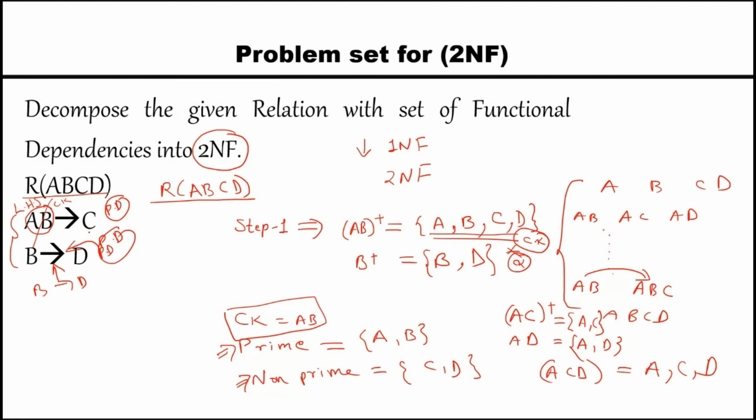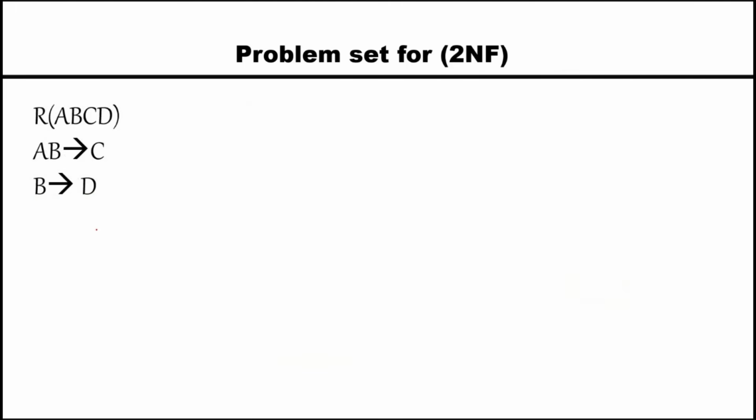Now, how can we decompose this relation into second normal form? The process is same. Now here I would repeat, and now you have to understand slowly. So our relation is A, B, C, D, and AB determining C is not a partial dependency, but B determining D is a partial dependency. So where is the problem? B determining D is the problem.